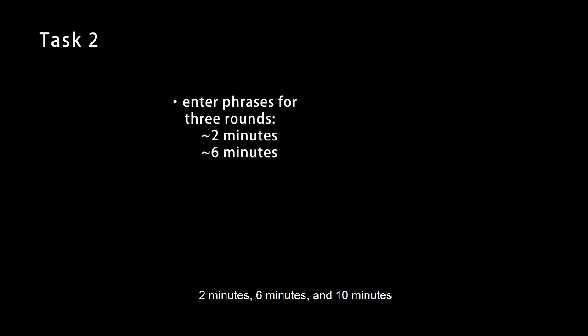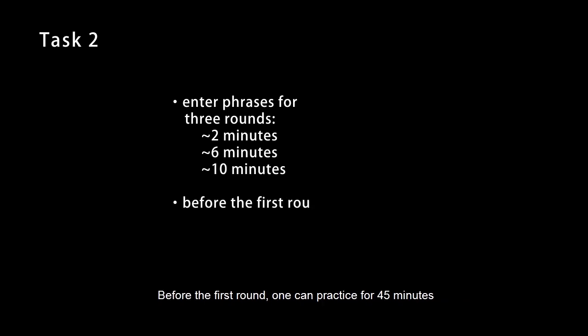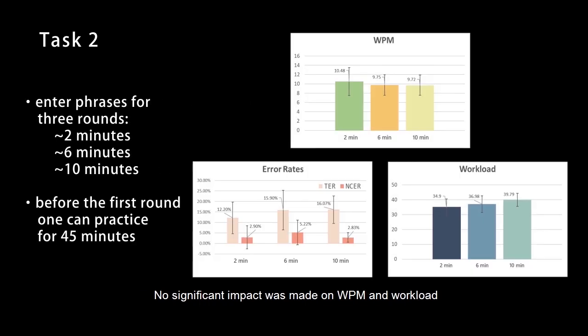Task 2 requires the user to incessantly enter phrases for 3 rounds: 2 minutes, 6 minutes, and 10 minutes. Before the first round, one can practice for 45 minutes. No significant impact was made on WPM and workload, and the increase in error rate is slight, indicating that CrossKeys has relatively good fatigue resistance.